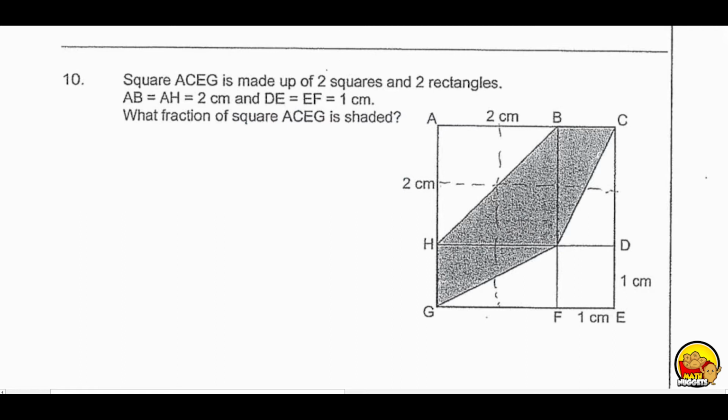Now question 10. The question wants us to find what fraction of the square is shaded. So what we can do, if you notice, this is 2 cm, this is 1 cm. So we can actually cut this figure up into equal squares.